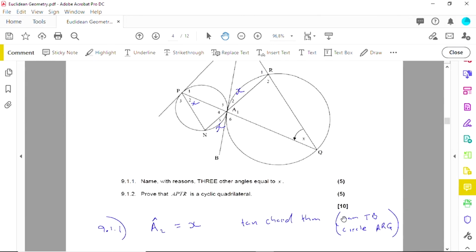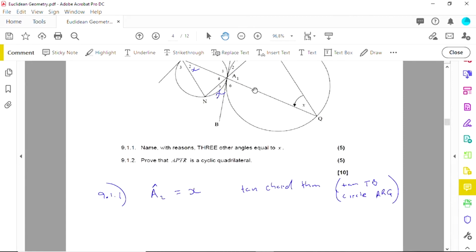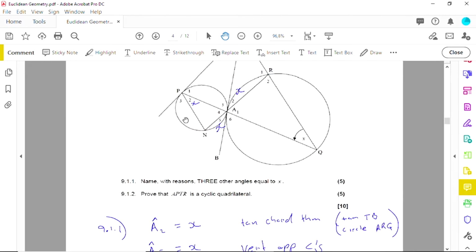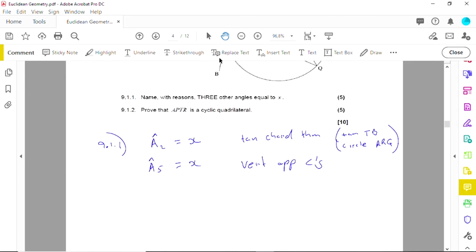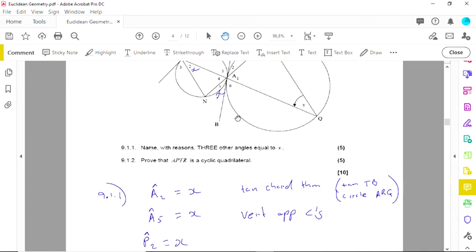It says tan chord theorem. This is the most important part. And we said A5 is equal to x, and this was because of vertically opposite angles. We used vertically opposite angles, and they said this is also equal to x. And they said AP2 is equal to x. P2 is equal to x. Here we use tan chord theorem.